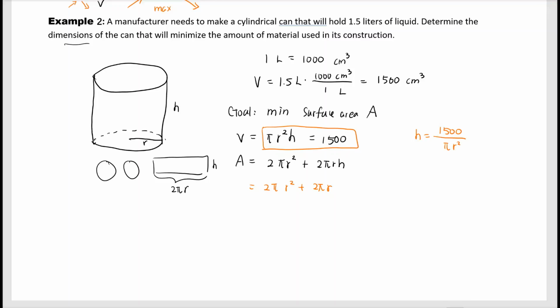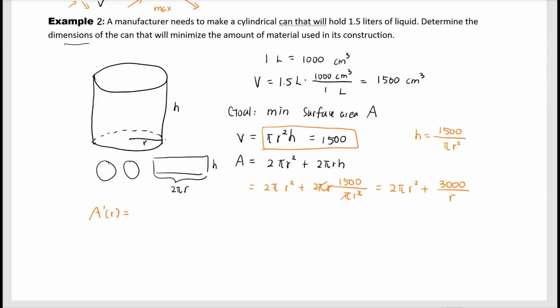Okay. So h is 1500 over pi r squared. Now let's see, pi cancels, r cancels one copy. So we have 2 pi r squared plus 2 times 1500, which is 3000 over r. So far so good, everybody? All right. Next, we're ready because this is a function of one variable. Let's go ahead and differentiate it.